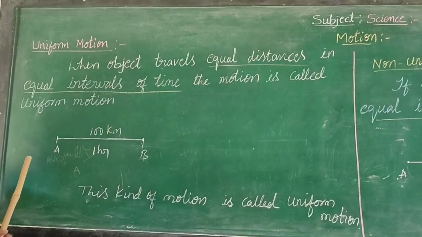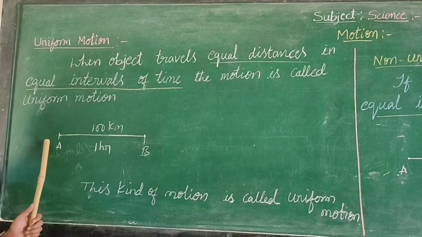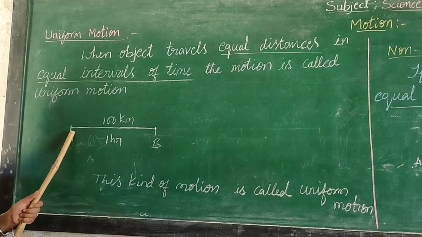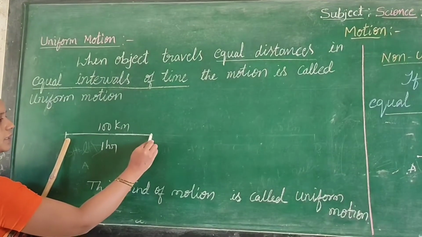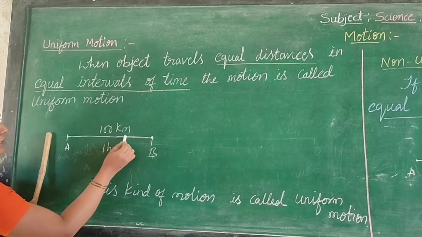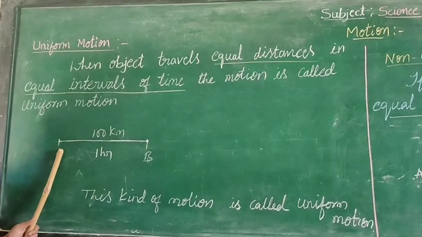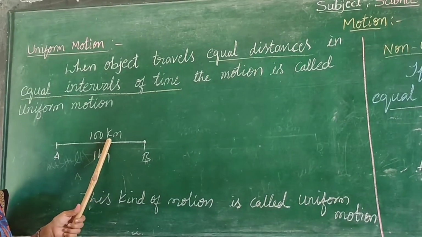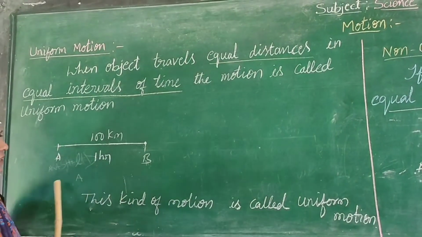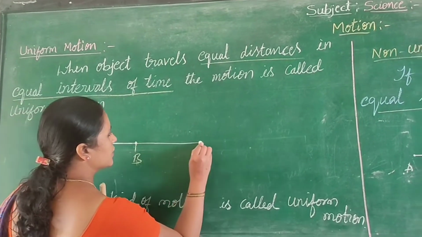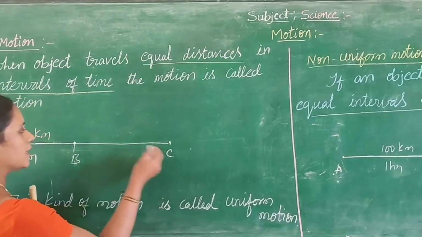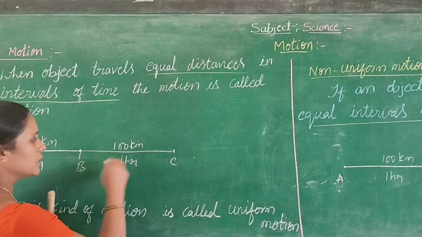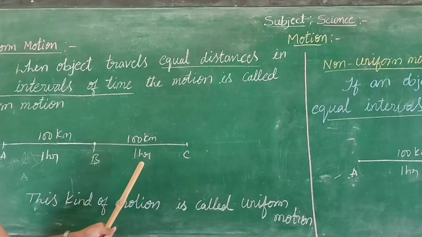Here, I traveled a car from point A through to point B. It covers a distance of 100 km in 1 hour. So, in 1 hour, the distance is 100 km. Next, I continue the journey from point B to C. Again, I cover 100 km in 1 hour. So, here the distance covered is 100 km in 1 hour.